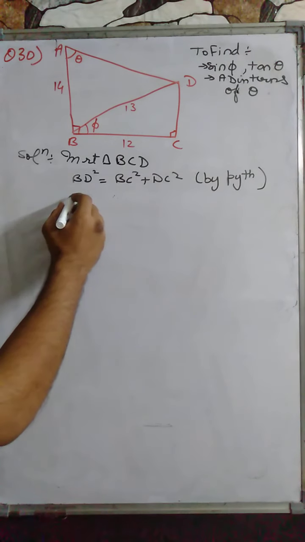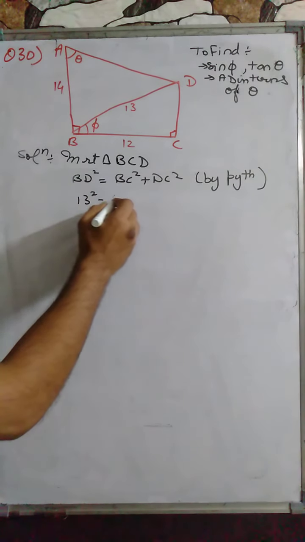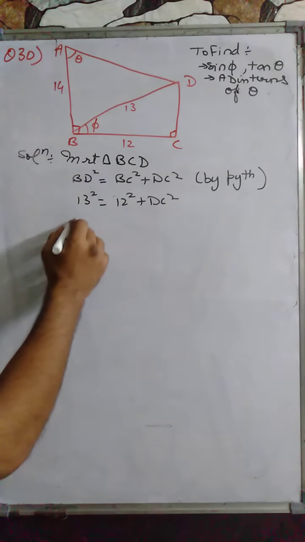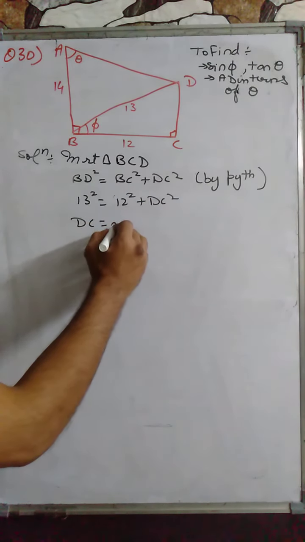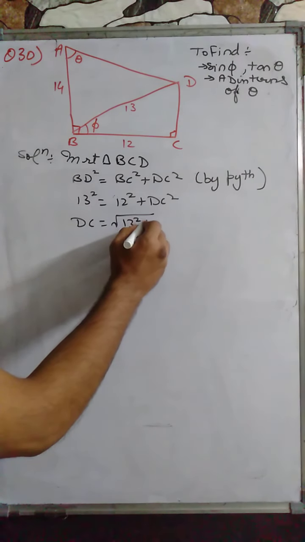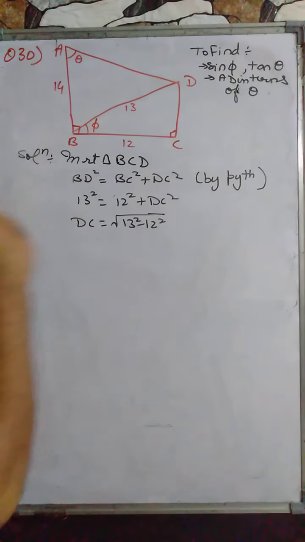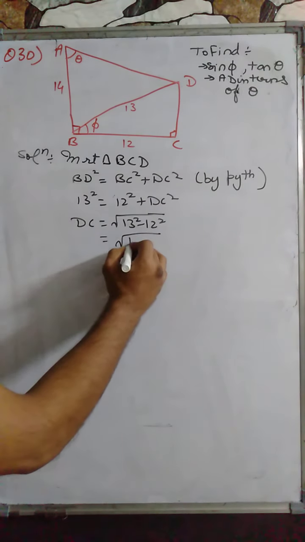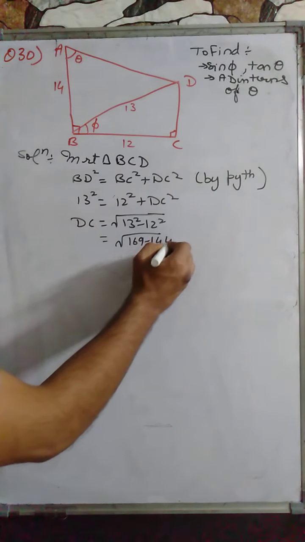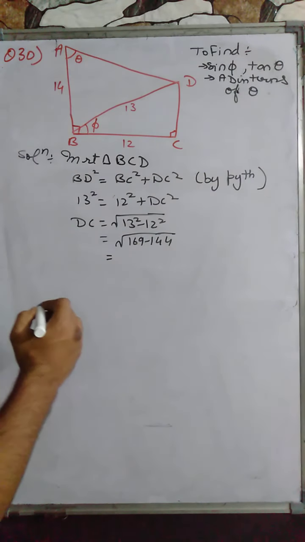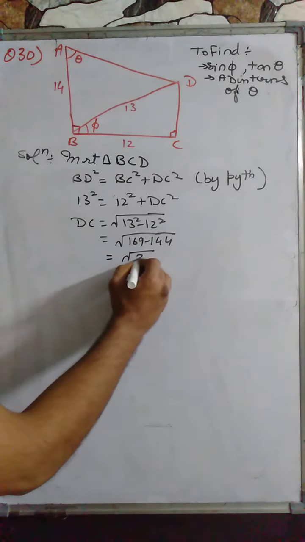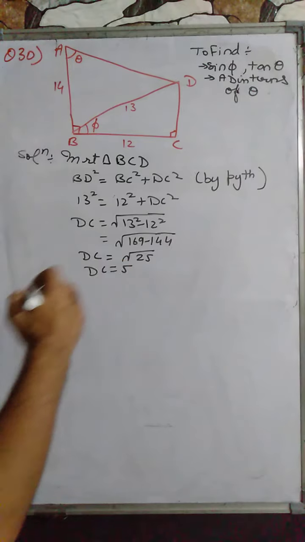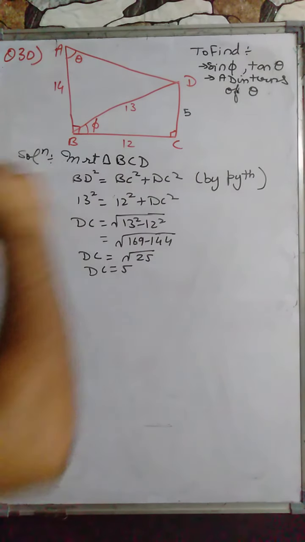I have the value of BD, which is 13, and I have the value of BC, which is 12, plus DC square. So DC is the square root of 13 square minus 12 square. Take 12 square on the other side and then take the square root. So this is 169 minus 144, which is 25. So DC is 5. Okay, I got DC as 5.